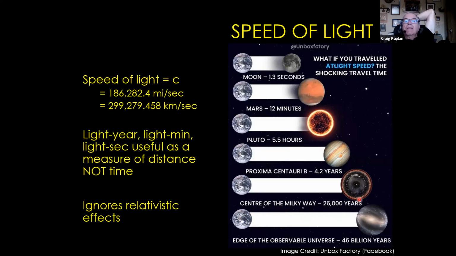So when you're looking at things like Proxima Centauri or distant stars, the photons that are hitting your eyeball started that far away. However, this says, what if you traveled at the speed of light? And we're going to find out in the next few slides that if you were traveling at the speed of light, actually time would stop occurring. And that's called a relativistic effect. And that's called time dilation.